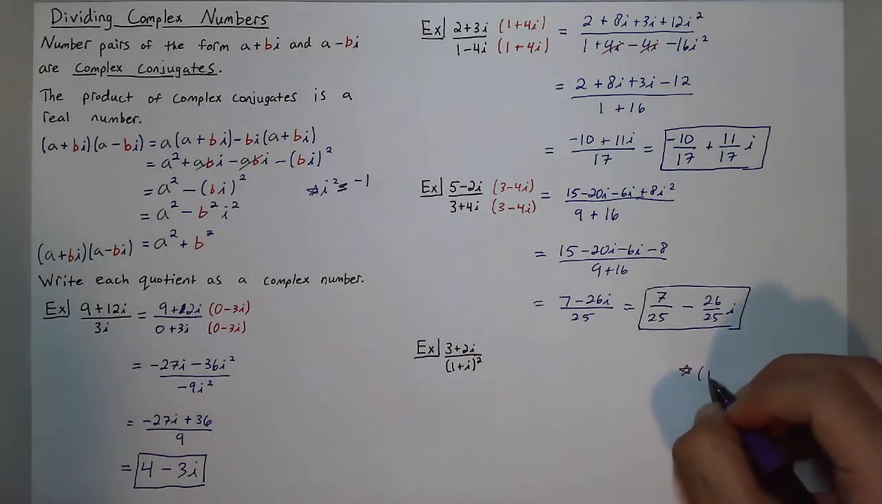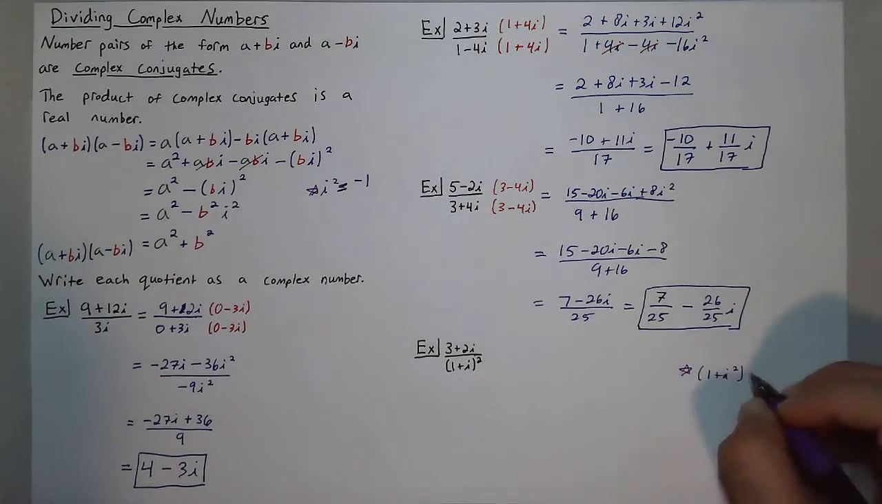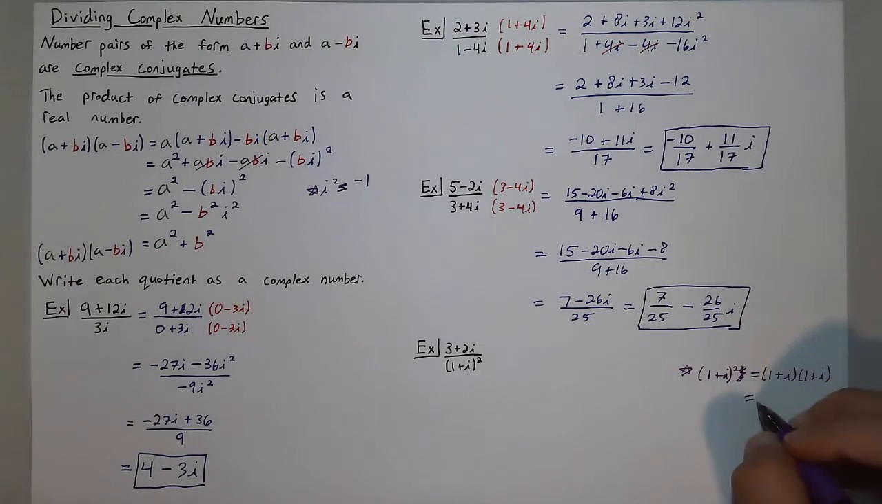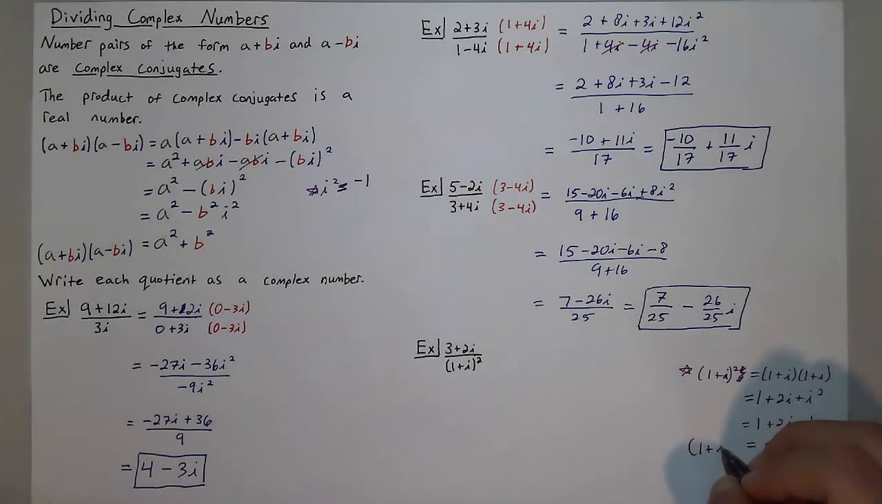So 1 plus i squared is the same as 1 plus i times 1 plus i, which is a binomial squared. So give me 1 times 1, which is 1. And then using the outer terms gives me i plus i. So plus 2i. And then plus i squared for i times i. i squared is negative 1. So I get 1 plus 2i minus 1. The 1's will cancel, and I'm just left with 2i. So 1 plus i squared is equal to 2i.